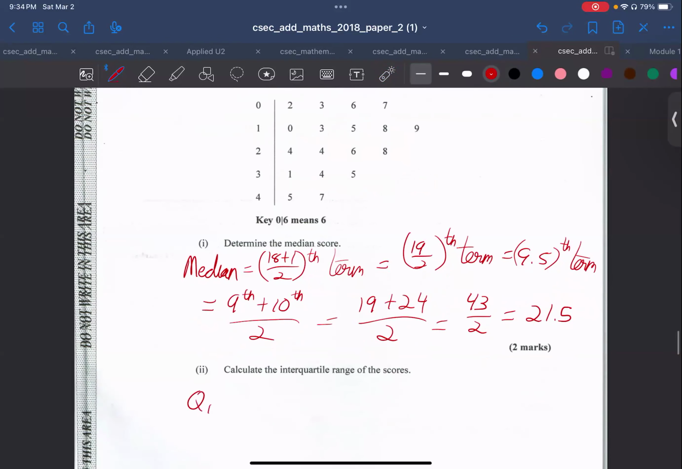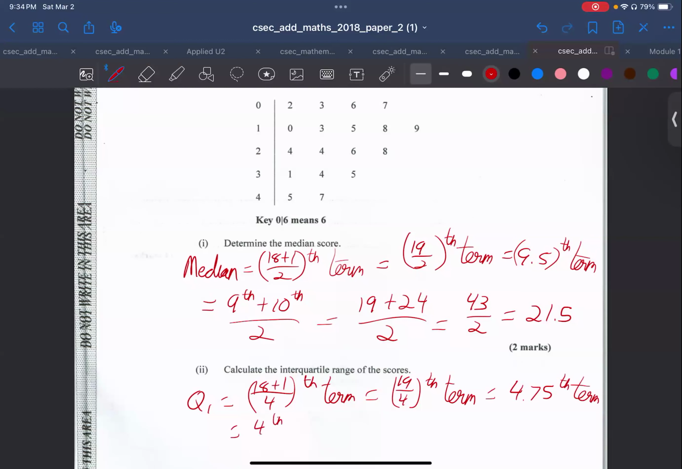Q1 would be (18 plus 1) over 4 term, which is the 19 over 4 term, which is the 4.75 term, which is equal to the 4th plus 5th over 2, which is (7 plus 10) over 2, which is 8.5.